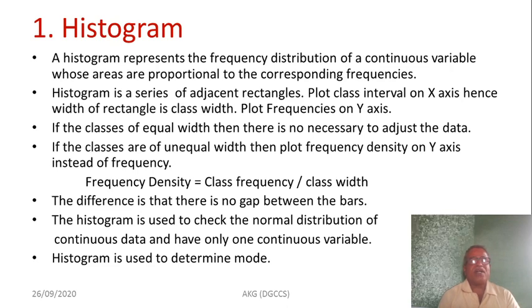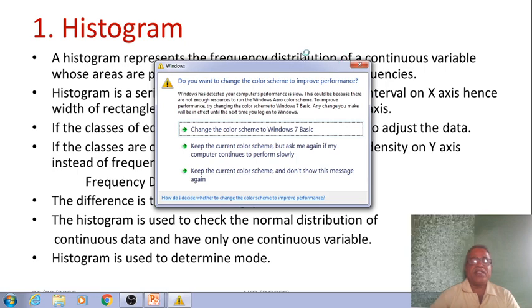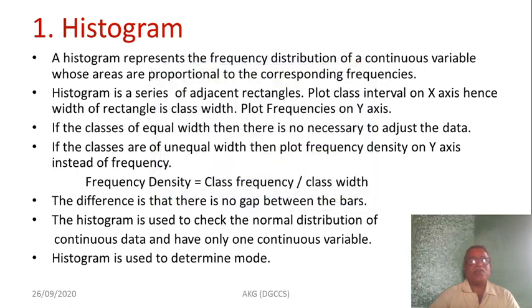A histogram represents the frequency distribution of a continuous variable whose areas are proportional to the corresponding frequencies. A histogram is a series of adjacent rectangles. The meaning is that in a bar diagram we draw rectangles, but there is a gap between each rectangle. But in the case of a histogram, there is no gap between the rectangles. We construct a series of adjacent rectangles.